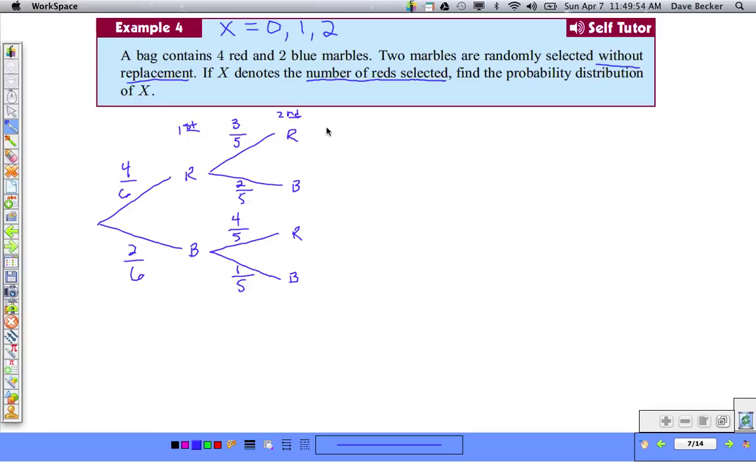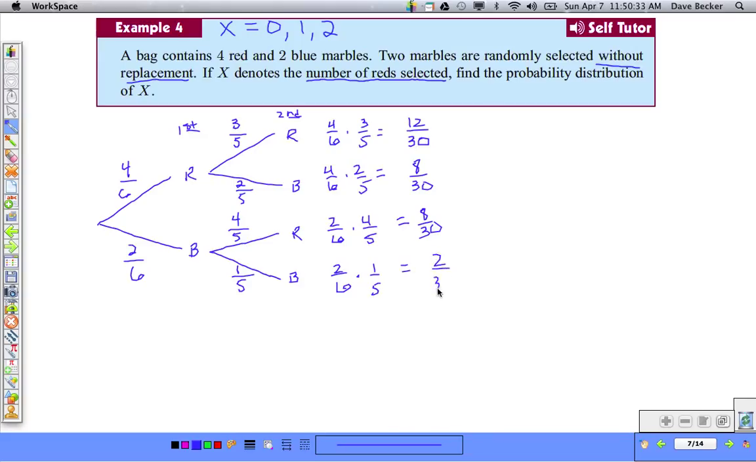Each of these legs: this one would be 4 over 6 times 3 out of 5, which equals 12 out of 30. And you might be wondering, why isn't he simplifying? Well, I think you'll see why in just a second. This one is 4 out of 6 times 2 out of 5, which is 8 out of 30. This one is 2 out of 6 times 4 out of 5, which is 8 out of 30, I hope. How am I doing? And 2 out of 6 times 1 out of 5 is going to be 2 out of 30.